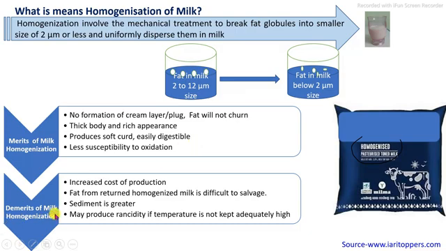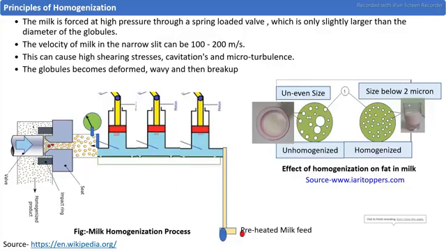Some of the demerits of the homogenization process: it increases the production cost. Fat from the returned homogenized milk is difficult to salvage. Sediment is greater. It may produce density if the temperature is not kept adequate.